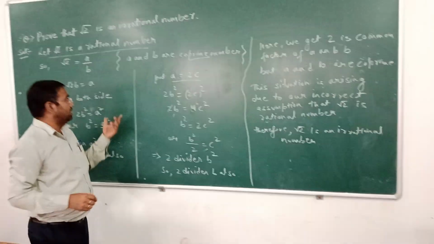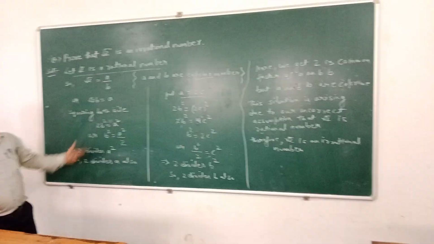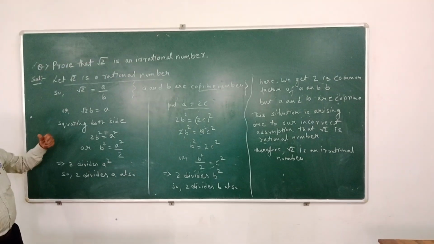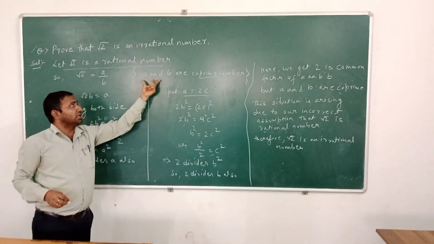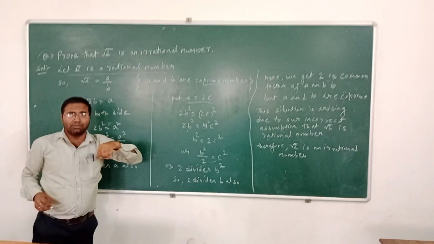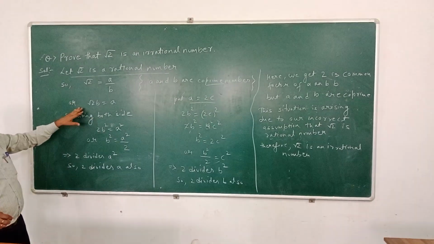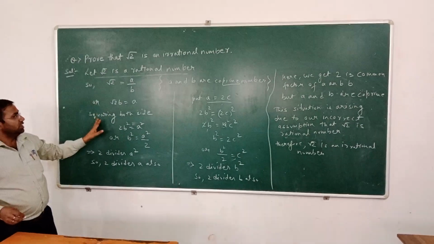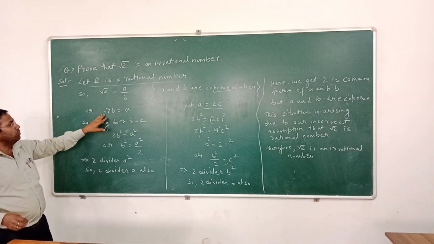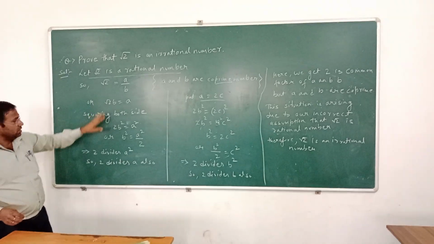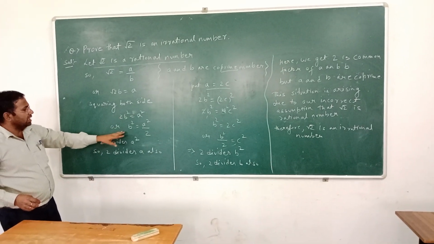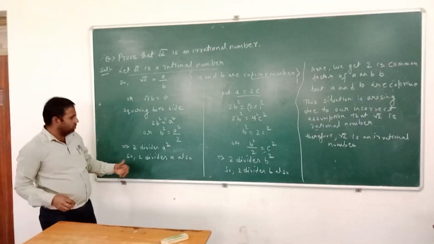Okay. So you can see here how you will proceed. First of all, you will take root 2 equal to a by b, and here you will write down that a and b are co-prime numbers. After that you will write root 2 b is equal to a. Now you will square both sides to remove the root. So you will get 2b square is equal to a square. Now this can be written as b square is equal to a square upon 2.